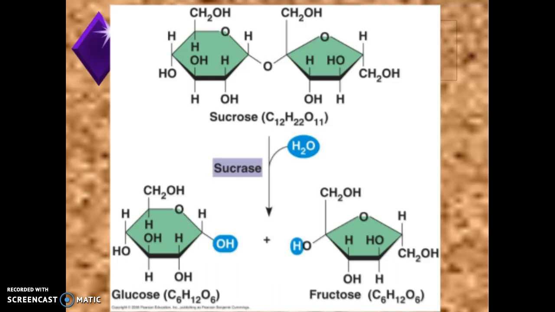An example of that is the sucrase that I talked about. Sucrose is a polymer. We've got glucose and fructose connected. Sucrase and water are going to split those into glucose and fructose. So that's just an example of an enzyme at work.